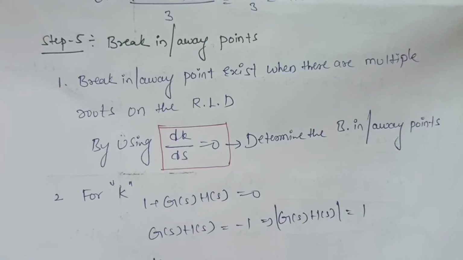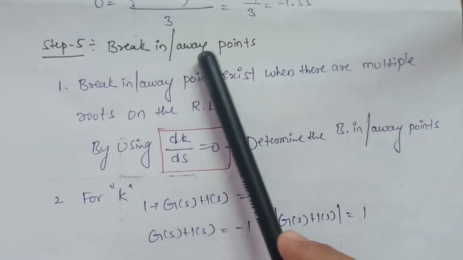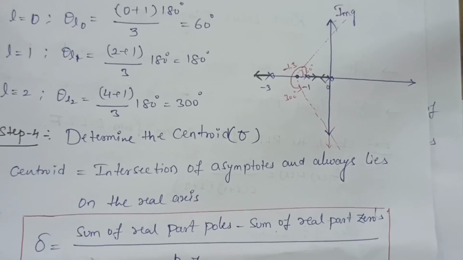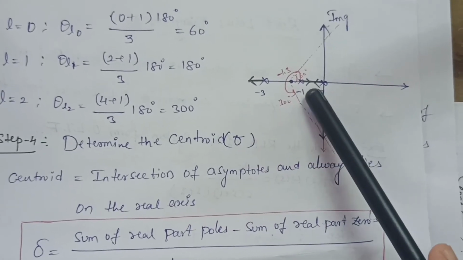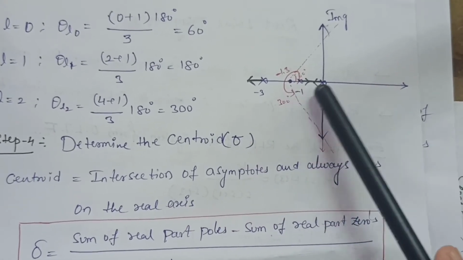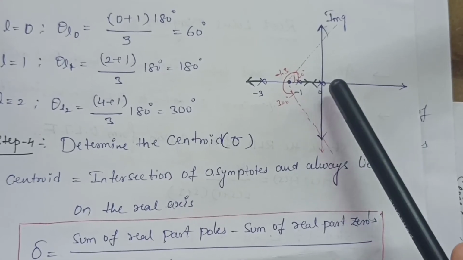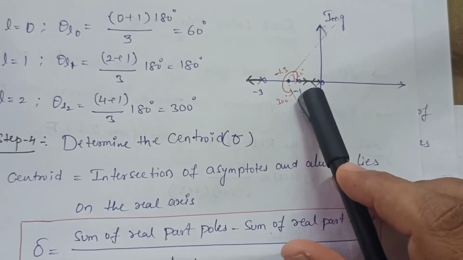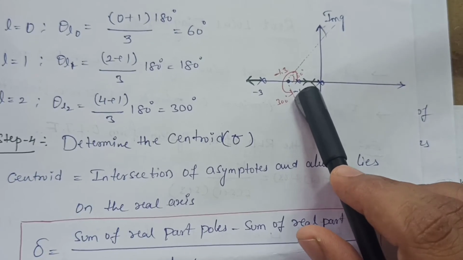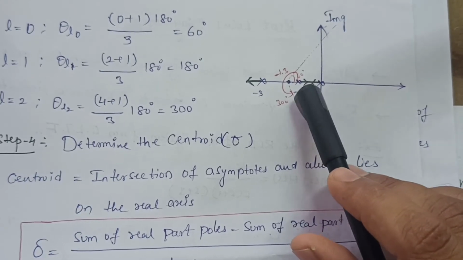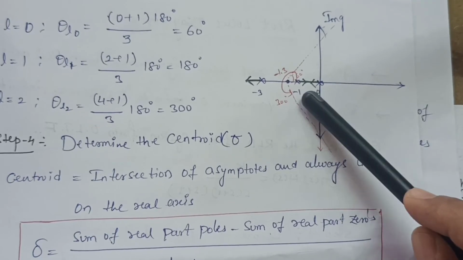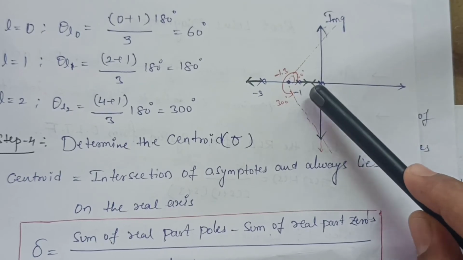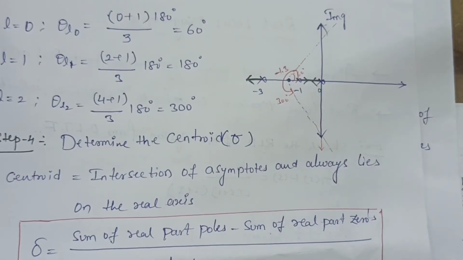The next point, step number 5, is the break-in and breakaway point. What is a break-in and breakaway point? If you look at this diagram, our root locus starts from these two poles and ends at zeros, but in this diagram we don't have any zeros. These two branches simply intersect at one point. That point is called the breakaway or break-in point. For example, if you take these two poles, it is a breakaway point. Now you need to find that breakaway point using step number 5.